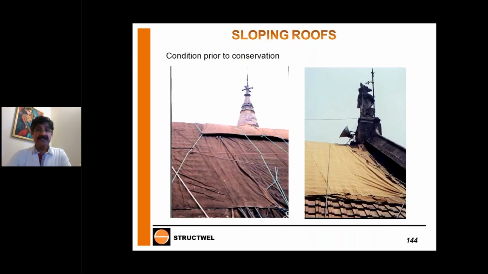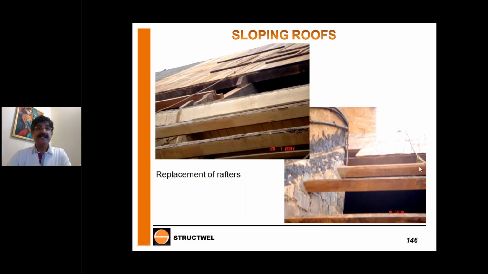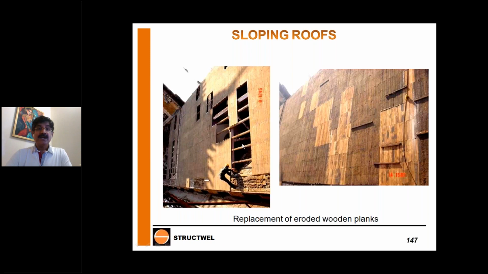I'm sure you have seen this photograph used to come in the newspaper every year before the monsoon. They used to put a raincoat over the entire structure. When I took the structure, we removed the mangrove tiles, removed the battens entirely, replaced the eroded wood completely. The wood which was good was not replaced. This is typically what conservation is. You should never overdo conservation.